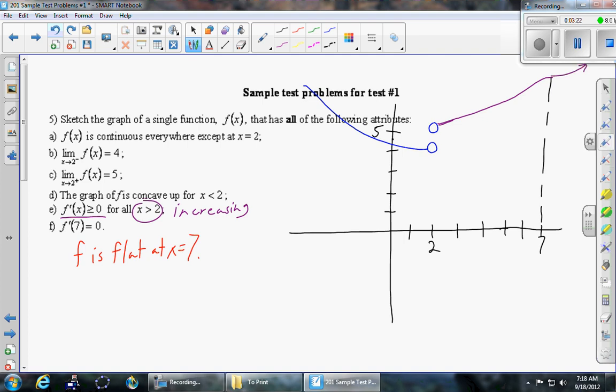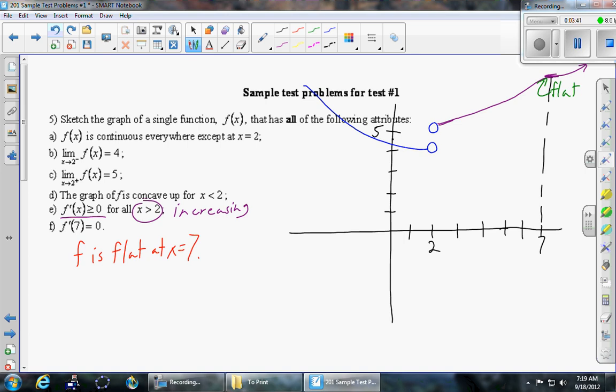And so if you're putting this on a test or a quiz, even write the word flat just so that we really are clear about what's happening at that point. So it flattens out just temporarily, but it's increasing the whole rest of the way. And I think that's it. So let's double check everything.